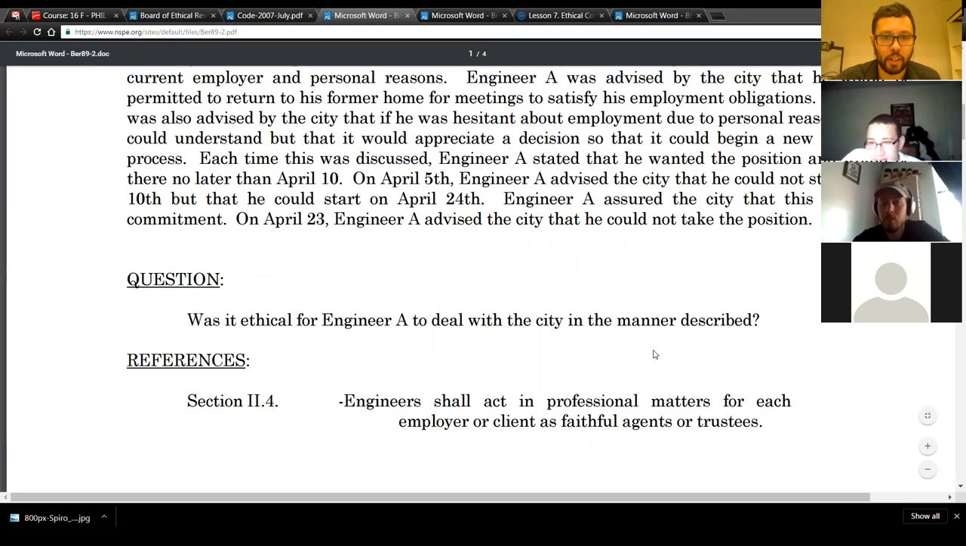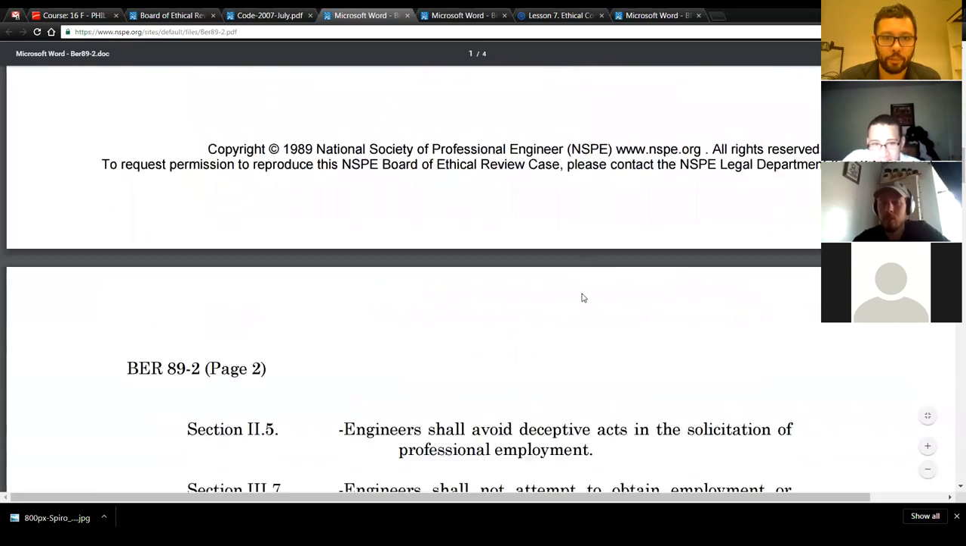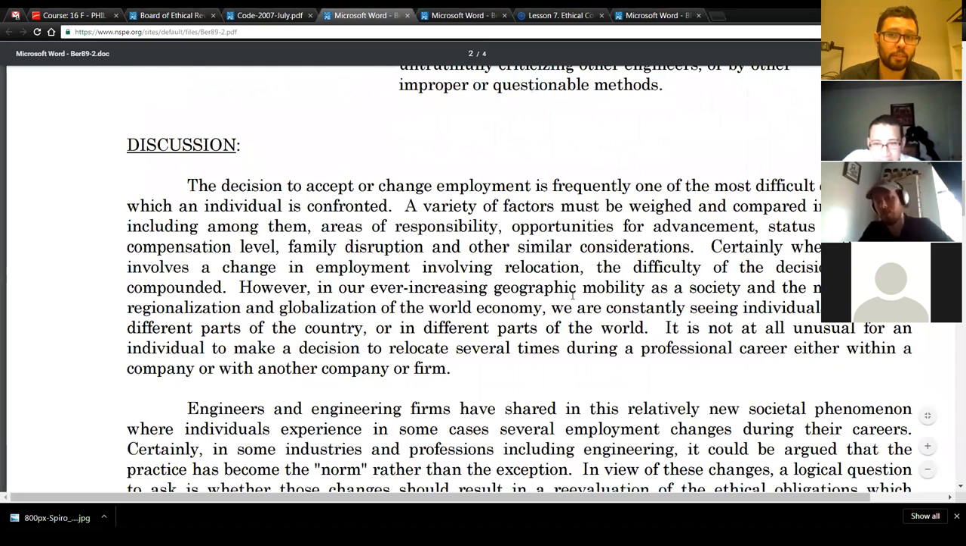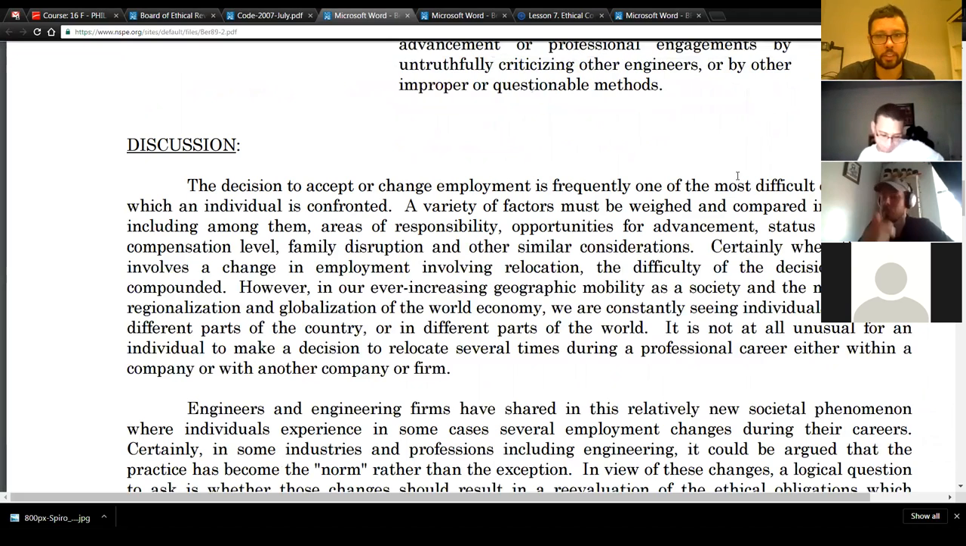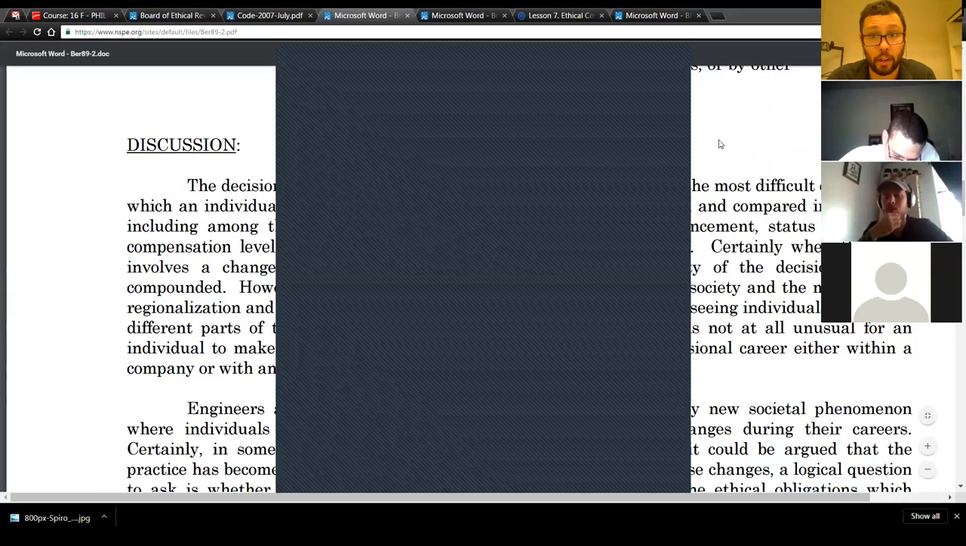In fact, if you read through the case study here, the review board is very sensitive to the fact that making a decision to move towns or jobs is a very difficult decision, and it'll take some time. You have to factor in a lot of things: how long you have to stay there, family considerations. All these kinds of issues need to factor into the decision, and it's a hard decision to make. So there should be some latitude that the employee, or the potential employee, has for having some time to make these decisions, and the board recognizes that right off the bat.